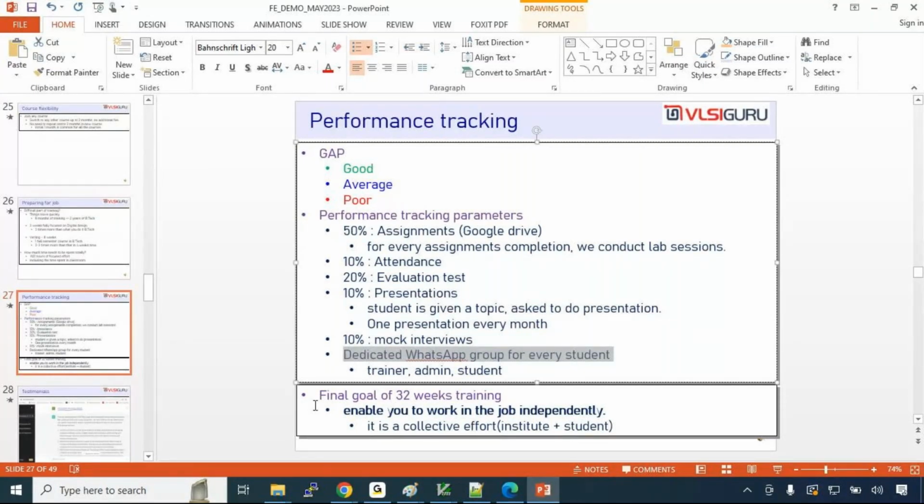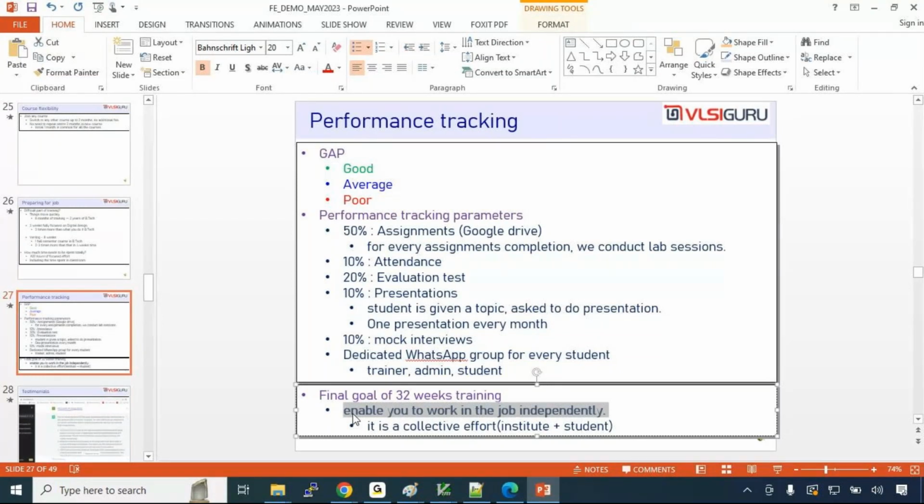What is the final goal of this 32 weeks of training? It is to enable you to work independently in the job. When you get into a company, as I told you before, the company doesn't want someone to sit with you and explain everything, and the company doesn't want to spend another 6 months training you again, right? If they do, then there is no need to hire from an institute. They could hire from a college. So the idea is to fill that requirement.